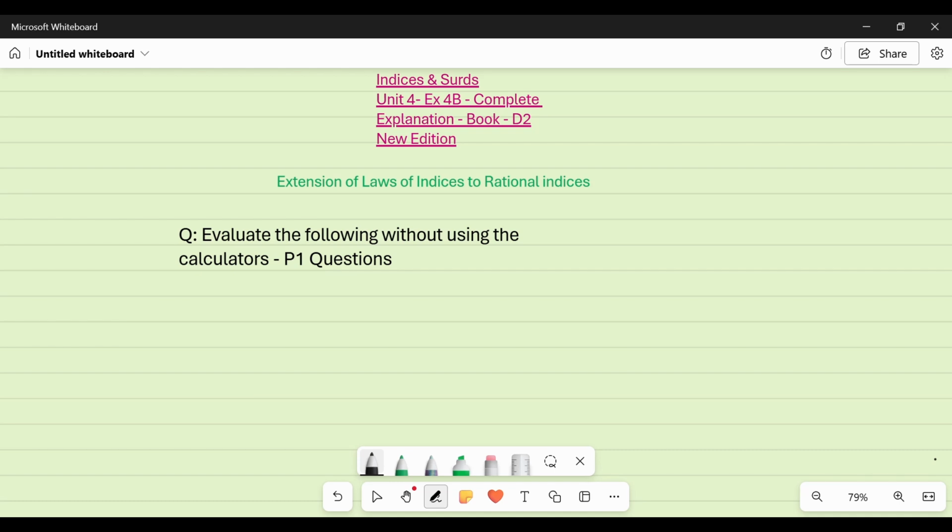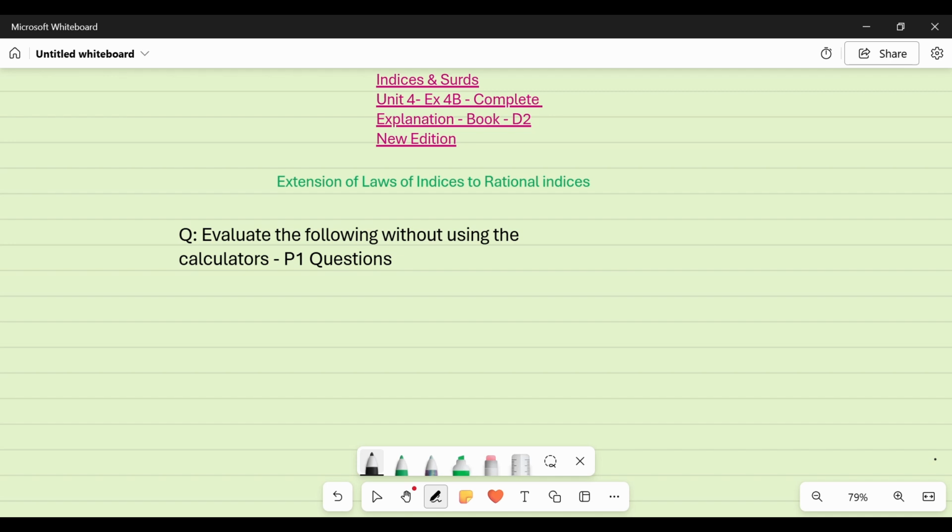Dear students, we will solve the questions that belong to Surds. There are a few rules that you need to follow in solving Surds questions. So here, for exercise 4B of book 2, question number 1.